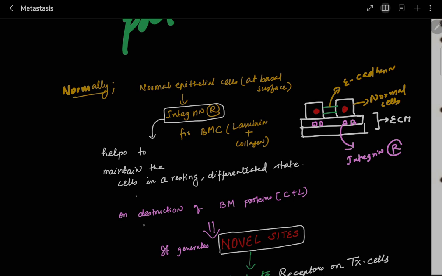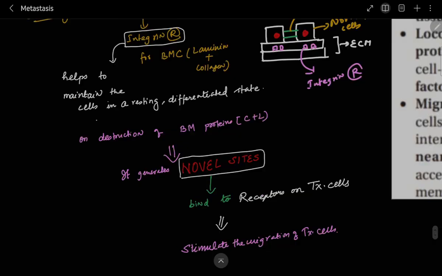But once the destruction of the basement membrane proteins is happening, meaning the laminin and collagen are getting cleaved, then it generates novel sites. There is a site, we are naming it a novel site, right? And that novel site will bind to the receptors on the tumor cells and will stimulate the migration of tumor cells.